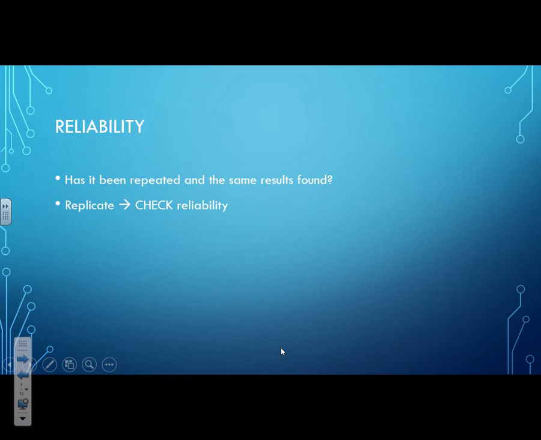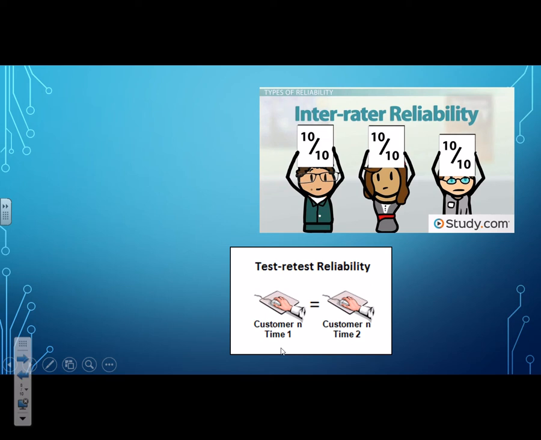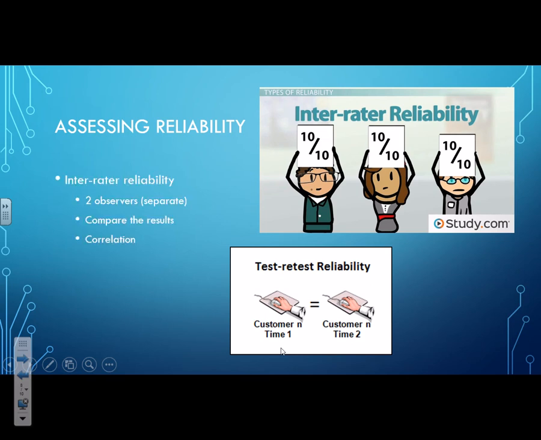No, you could find a different result, you could find the same result, but it allows us to check the reliability so we know whether it's reliable or not. So replication doesn't make it more reliable, but it allows us to check reliability. And you only need to know about reliability, but the ways that you assess reliability, there are two ways.